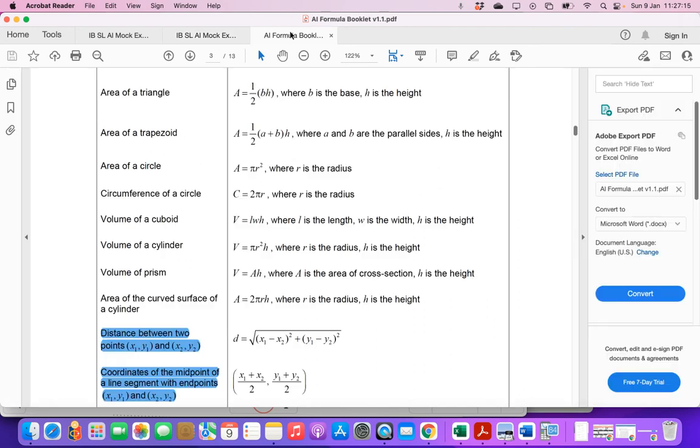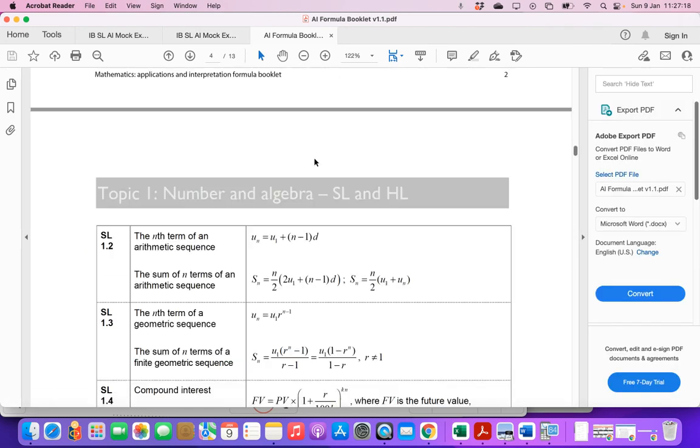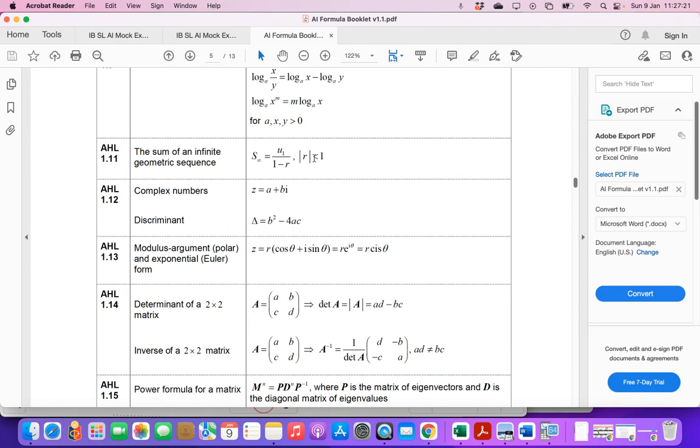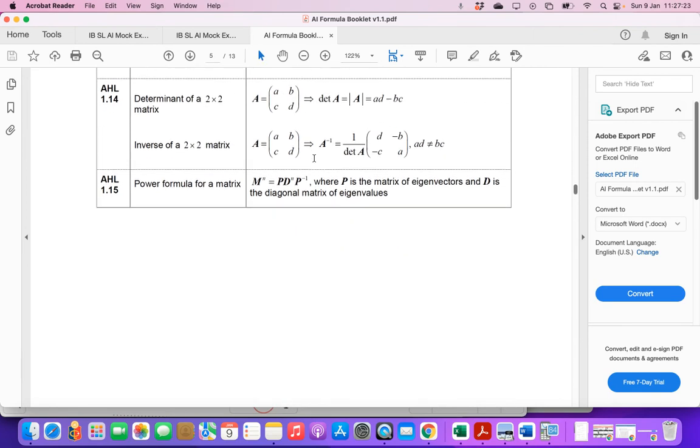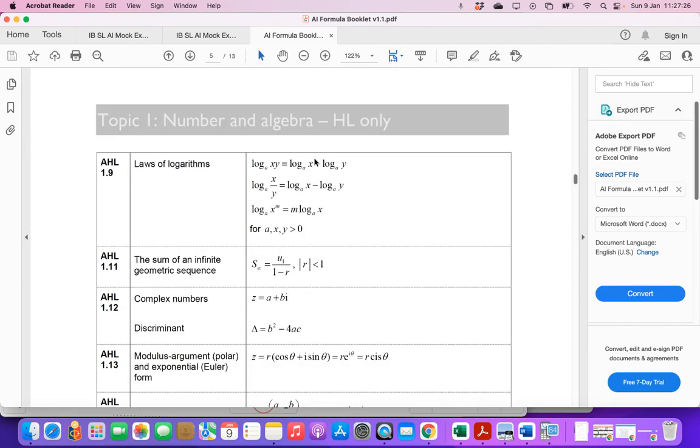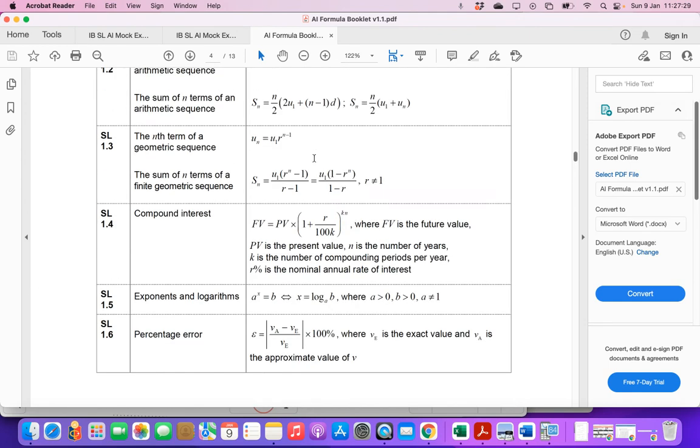Okay, so in the formula booklet, we want to look at topic 1. These are higher levels, sorry. Topic 1, sequence and series. We want to be using the sum of n terms of a finite geometric sequence, okay, that we have a certain number of slices that we have for the class. So there it is, the formula. We're going to be applying that formula and solving it.